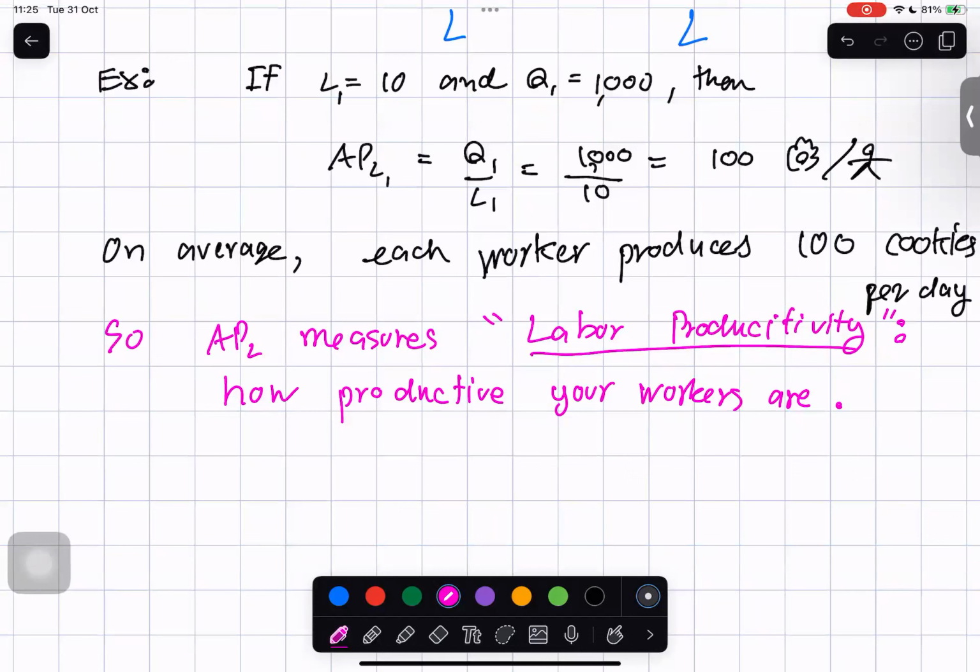So a company uses APL to measure labor productivity, which is about how productive your workers are compared with, let's say, another factory or another company. Similar concept to how we use grade point average to measure students' average academic performance.